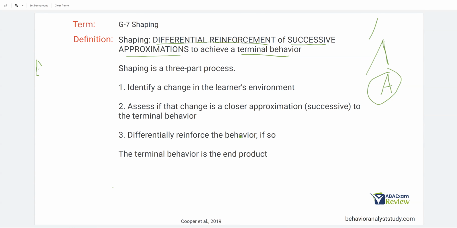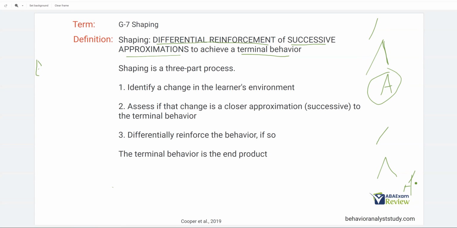Ultimately, it's a three-part process. When you're actually shaping, you want to identify the change in the learner's environment. So let's say our terminal behavior is A. If I write a line, that is a change in my environment. You would then assess, is that change a closer approximation to the terminal behavior? In this case, it is. And then we differentially reinforce. Now, if we've already reinforced two lines, then you might not want to reinforce one line anymore because one line is no longer closer to our final behavior of A. And that's all part of the strategy with shaping.